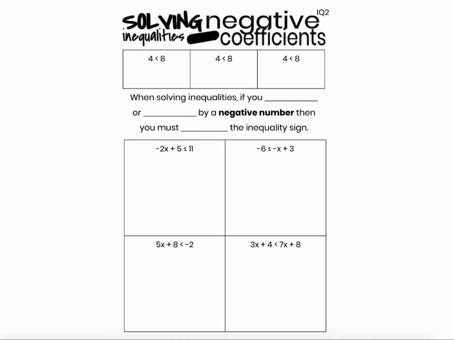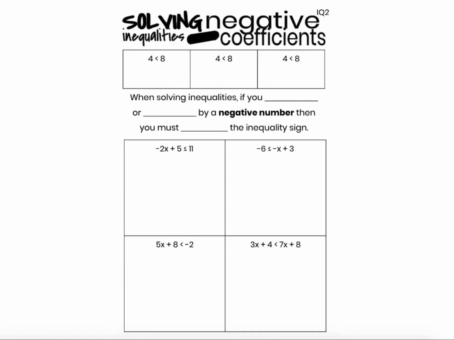To understand why this is true, let's look at this simple inequality. 4 is less than 8. 4 is in fact less than 8. This is a true statement. If I were to add any number to both sides of that inequality, let's say 11, the resulting inequality statement would still be true. Now I have 15 and 19. 15 is still less than 19.